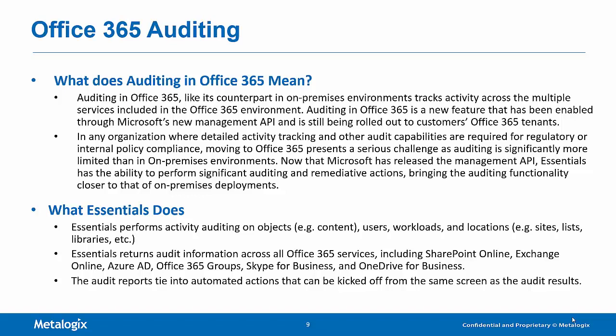So what exactly does Essentials do? Well, Essentials performs activity auditing on objects, for example content, users, workloads, and locations, which could be sites, lists, libraries, etc. It also returns audit information across all Office 365 services, including SharePoint Online, Exchange Online, Azure AD, Office 365 Groups, Skype for Business, and OneDrive for Business.